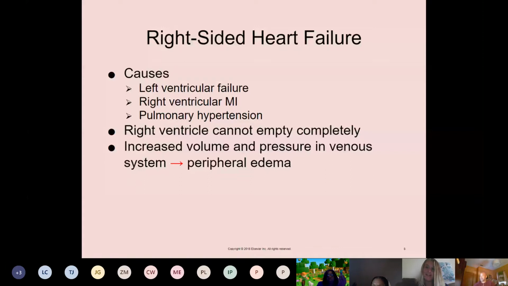So as you can see, the symptoms on the left side, heart failure, would be more pulmonary: shortness of breath, crackles in the lungs, pink frothy sputum, increased respiratory rate, and so forth, because it's backing up into the pulmonary veins and into the pulmonary system, its vasculature, right? And on the right side, you'll begin to see the symptoms I just mentioned here because it's backing up into the venous circulation.